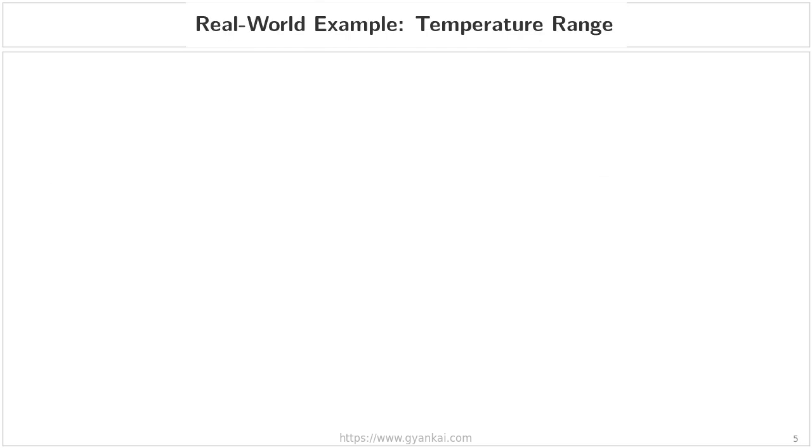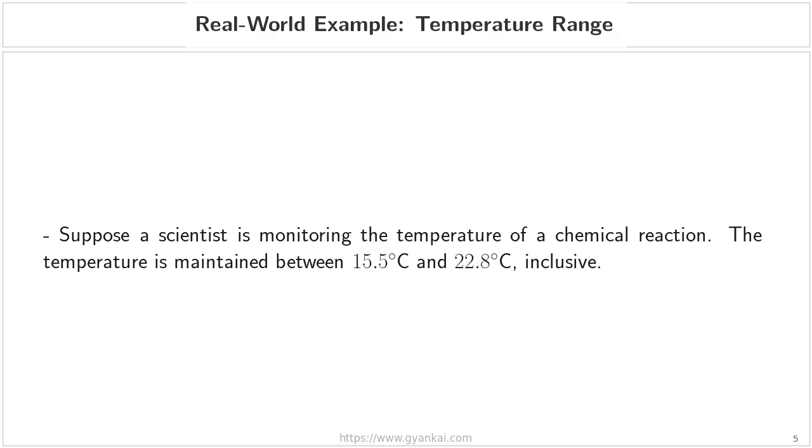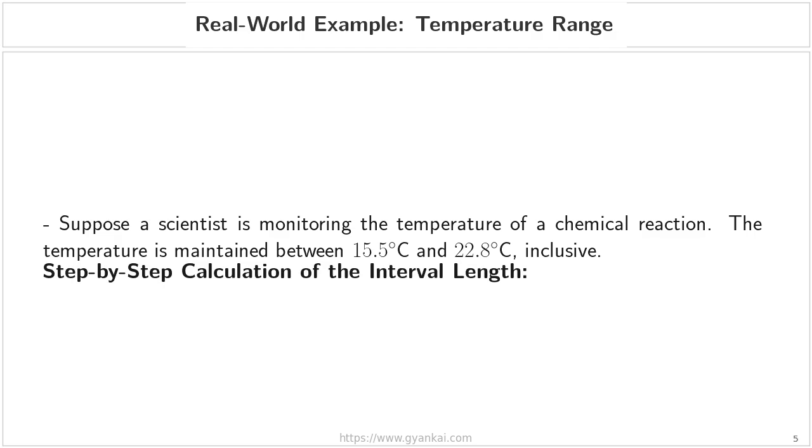Real-world example, temperature range. Now that we have covered the theoretical formula for finding the length of an interval, let's move away from abstract numbers and look at how this applies to a real-world scenario. Imagine a scientist is monitoring the temperature of a chemical reaction. To ensure the reaction is successful, the temperature must be maintained between 15.5 degrees Celsius and 22.8 degrees Celsius, inclusive. Let's walk through the step-by-step calculation to find the length of this temperature range.